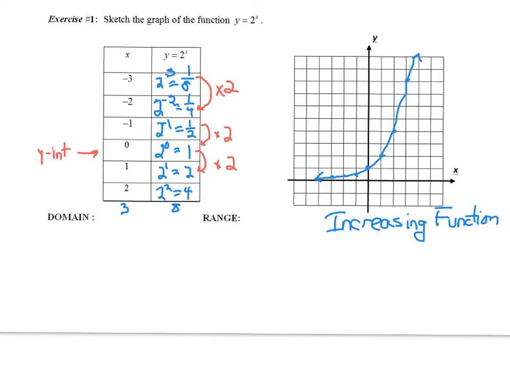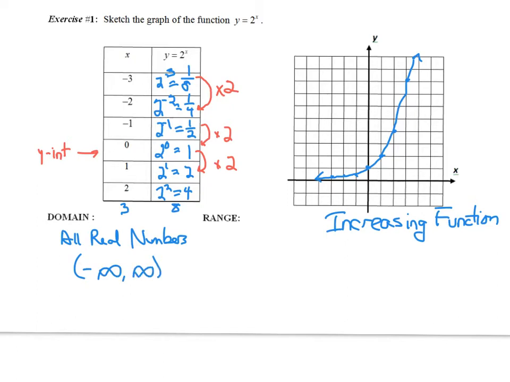So let's look at our domain. Since the domain is the list of all x values that are possible, I can put any number in for the exponent x. So that tells me that the domain is going to be all real numbers. As an interval, we could write that as negative infinity to positive infinity.